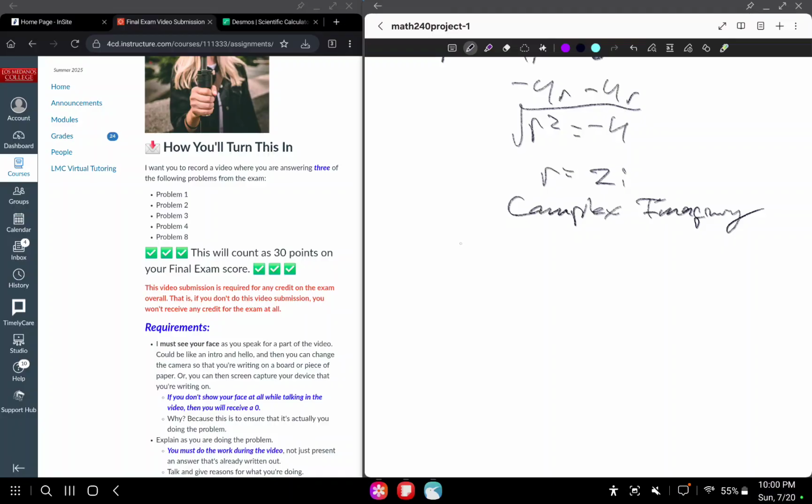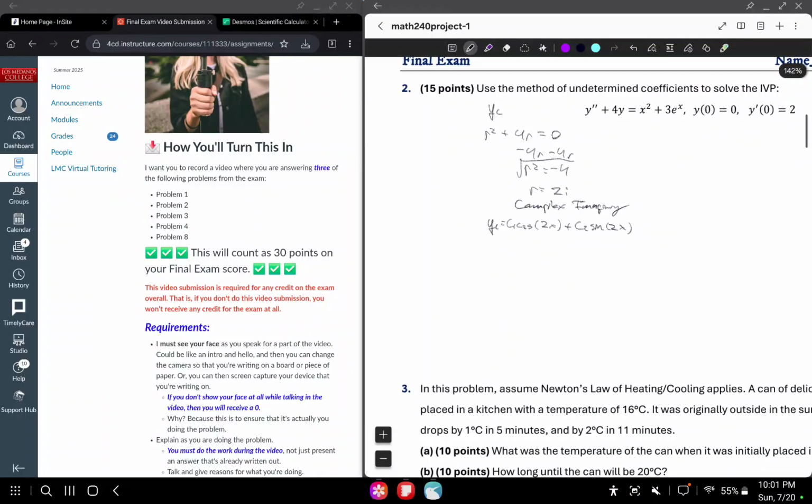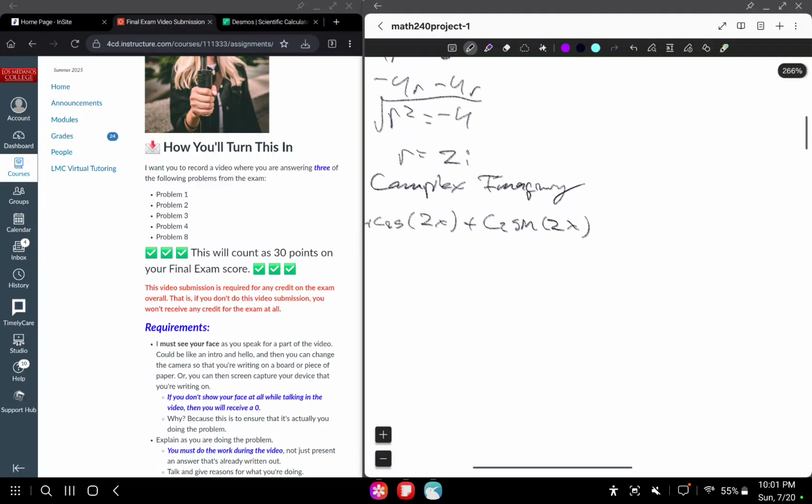So the complementary solution for this would be in the form of y sub c equals c1 cosine 2x plus c2 sine 2x. Yes, that seems right.